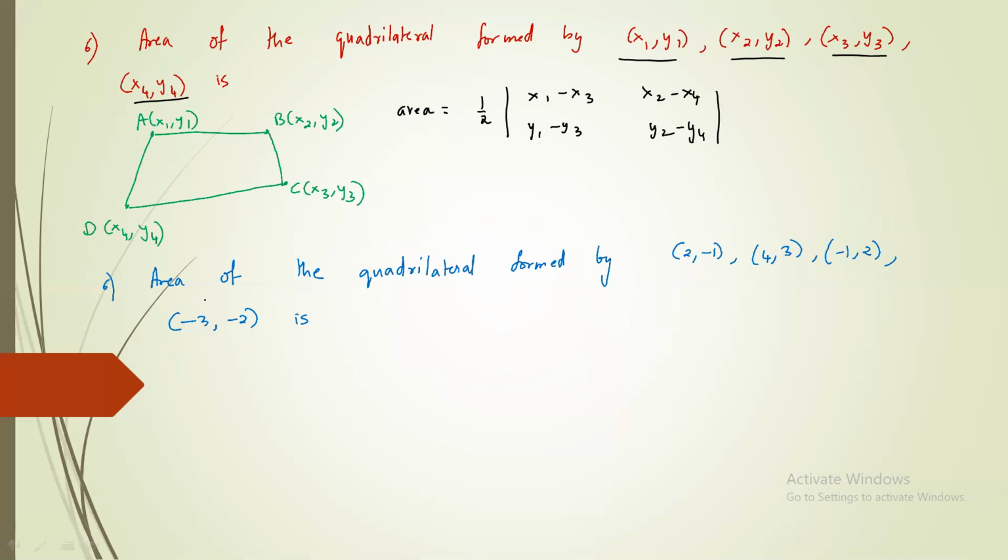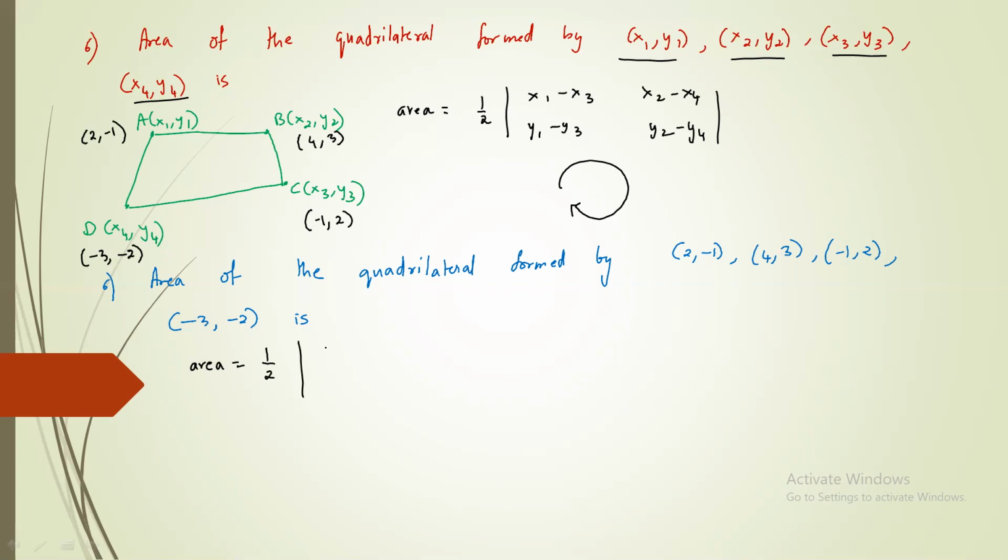So in the problem, it's given that you have to find the area of the quadrilateral formed by A is 2 comma minus 1, B is 4 comma 3, C is minus 1 comma 2, D is minus 3 comma minus 2. The given vertices you have to take in a cyclic order. You should not change the order. And then you can use the formula to find the area.